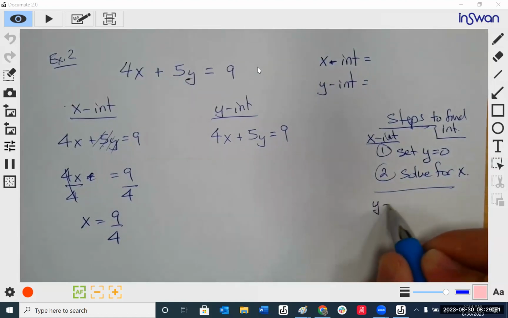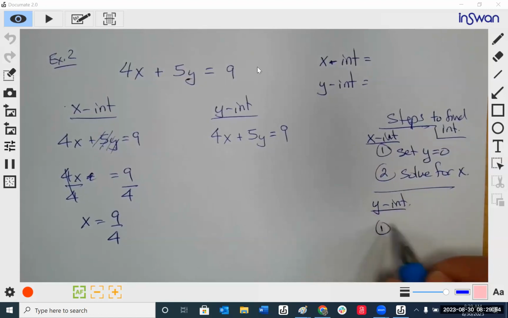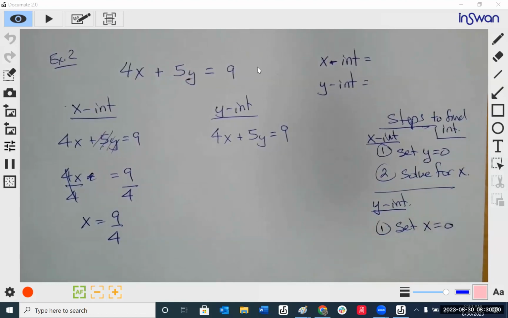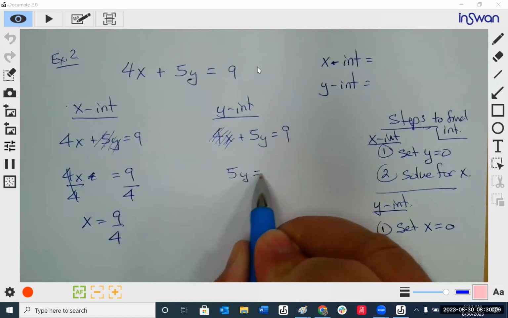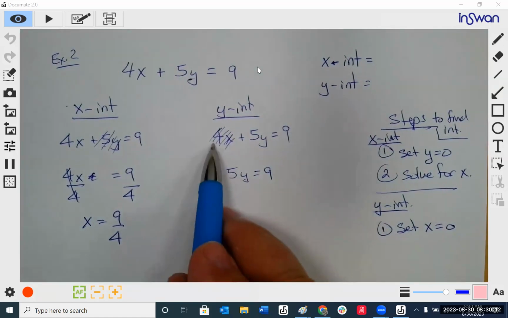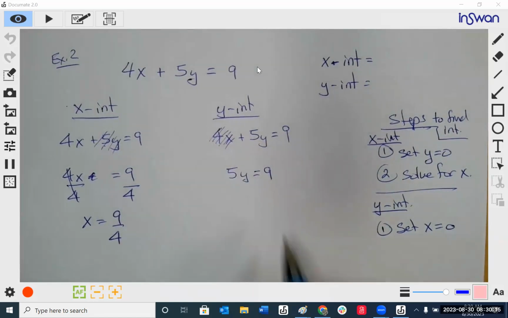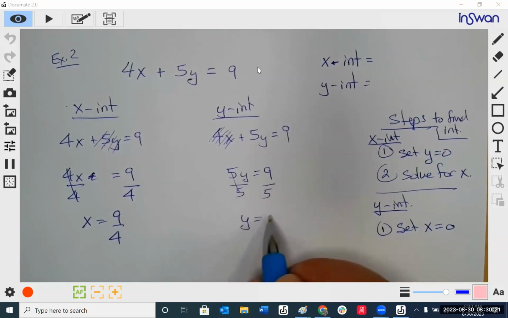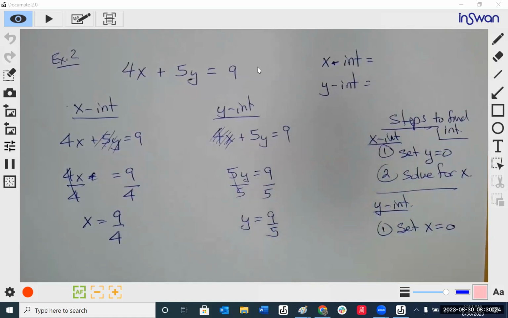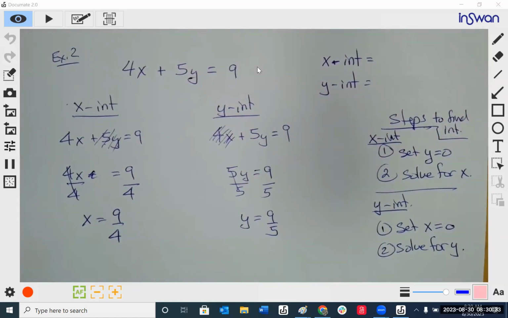Do the same thing with the y-intercept. But here, we set x equal to 0, or just get rid of anywhere you see an x. Because 4 times 0 is 0, it just disappears. And then solve for y. So we have to divide by 5. Pretty straightforward.